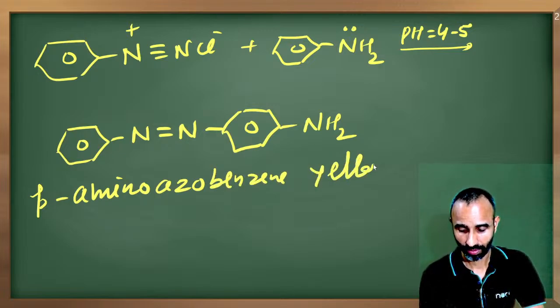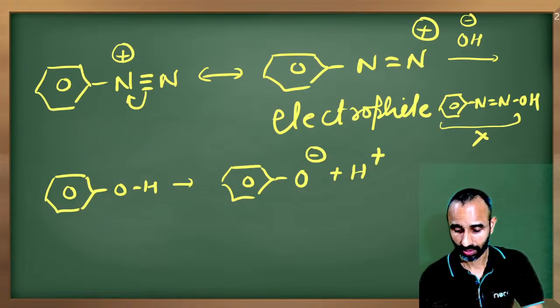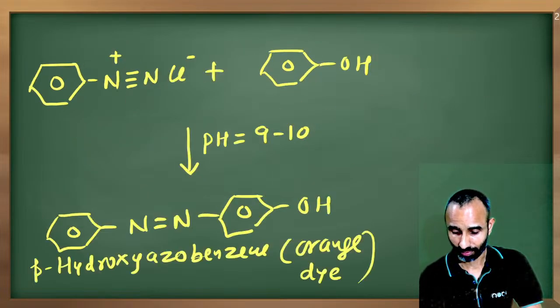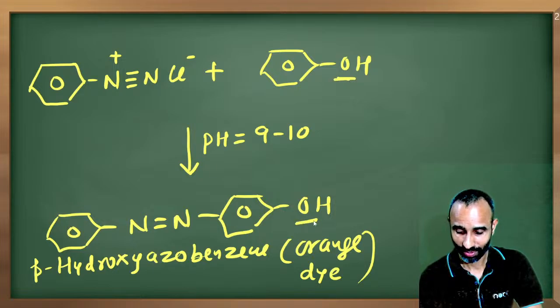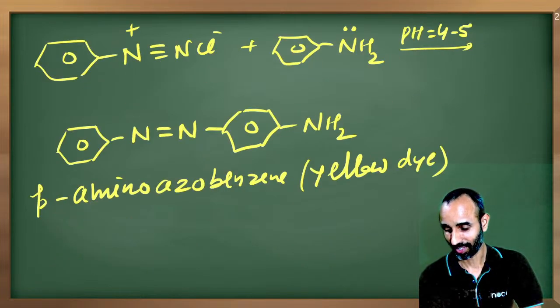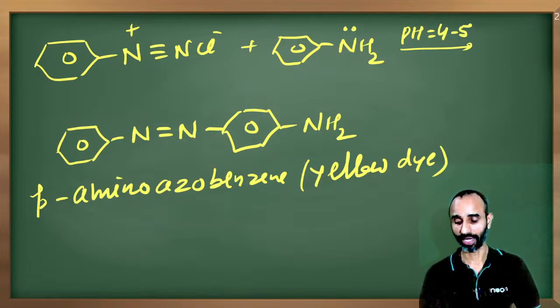Yellow dye. One is orange, the other is yellow. See, orange we can take it from O, and the other one is yellow. So these are the dyes formed.